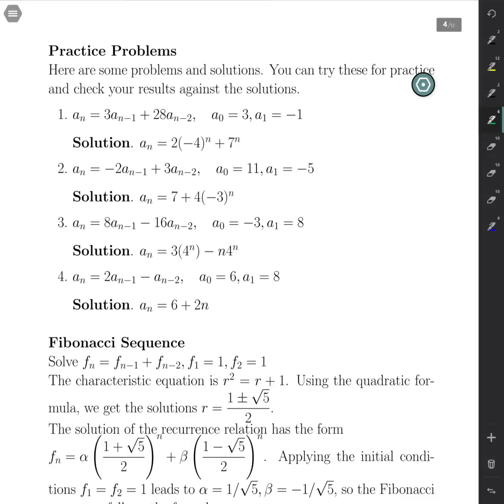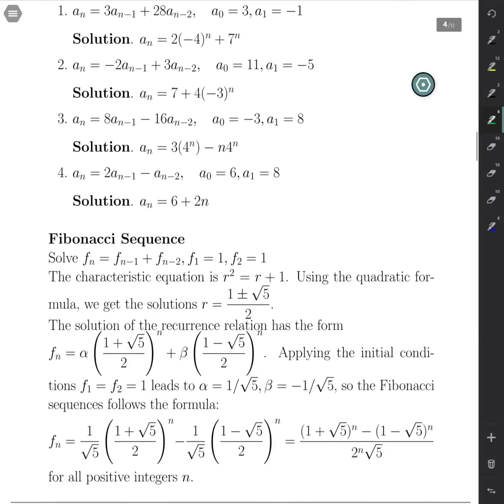Some practice problems are listed here in this video, and also can be found in the note shells, the video shells in Blackboard Learn. The solutions are here. These are just second order linear constant coefficients, but some extra practice for you.